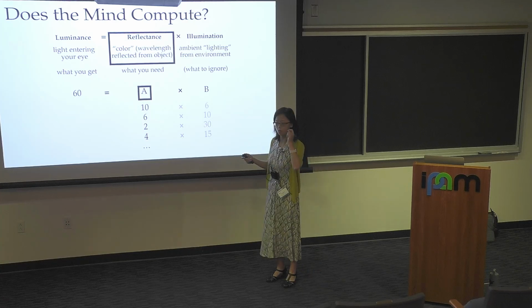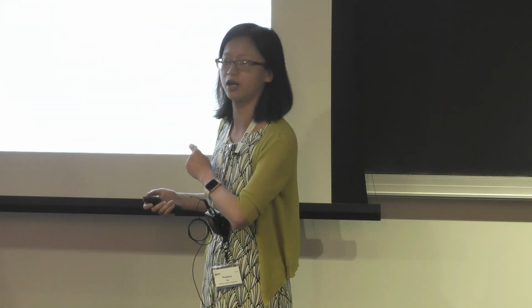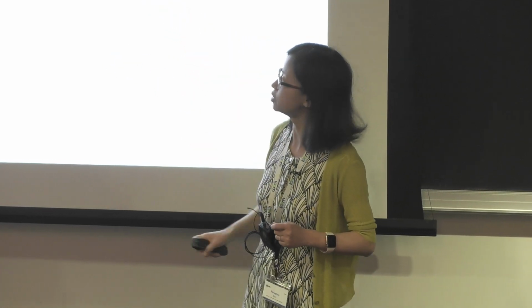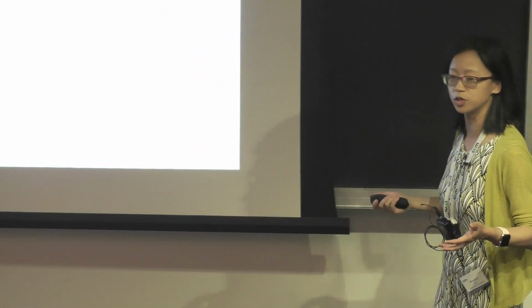So you can see why it's easy for you to perceive the color of the object, but the computation is not easy because you have a lot of unknown variables. You also have the function of how to connect these variables and lead to the luminance, and that also needs to be determined.